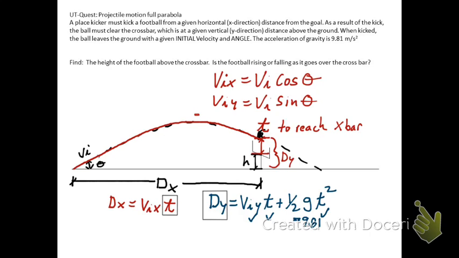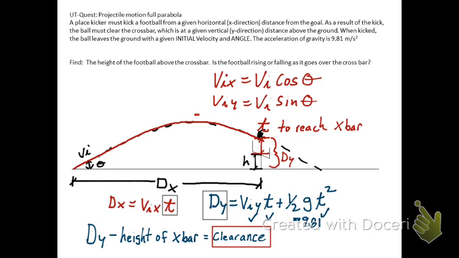All right, so this helps me solve for this d sub y, but the problem doesn't ask for d sub y. It asks for the clearance above the crossbar. So if I take d sub y and subtract the height of the crossbar, then I have this clearance distance, and that's what you want to enter in as the answer. Okay, now let's look at part 2 of the problem. Is the football rising or falling as it goes over the crossbar?